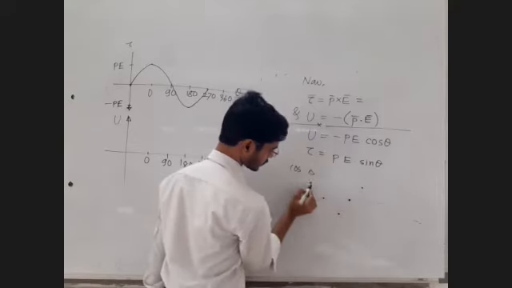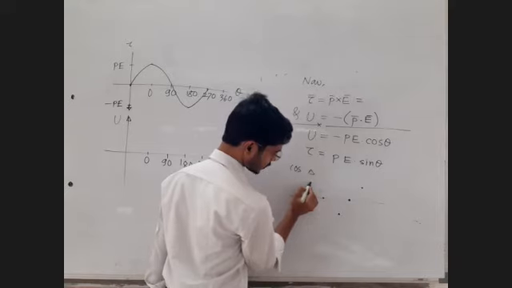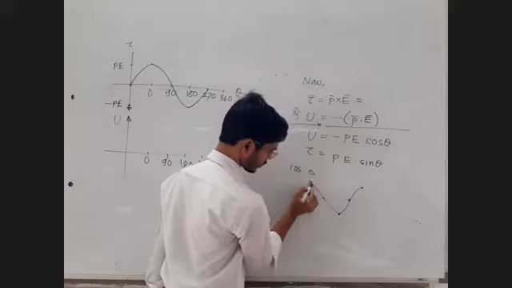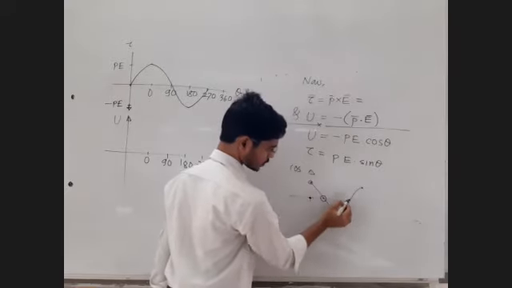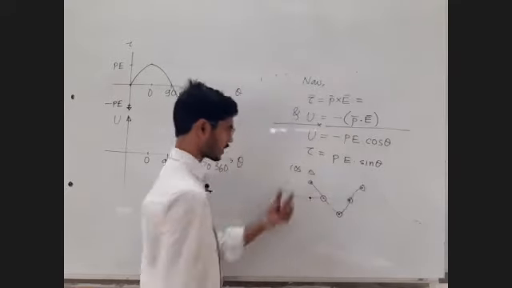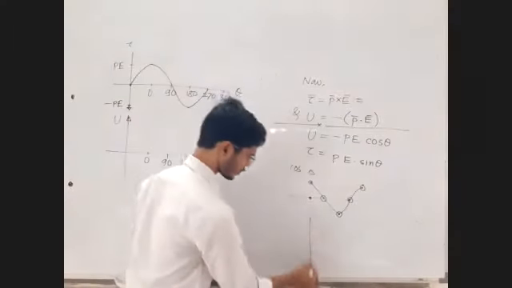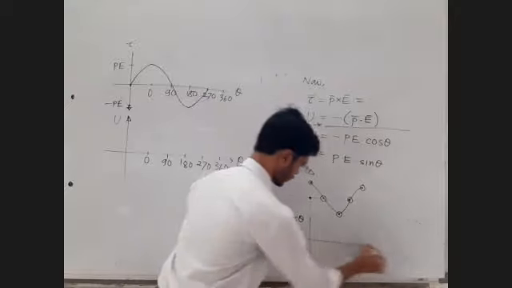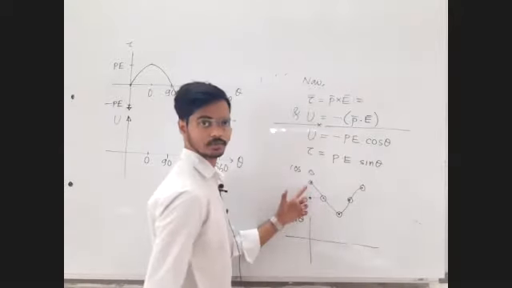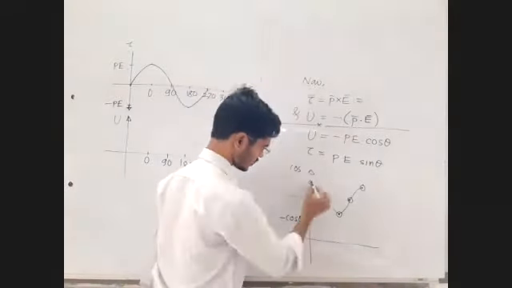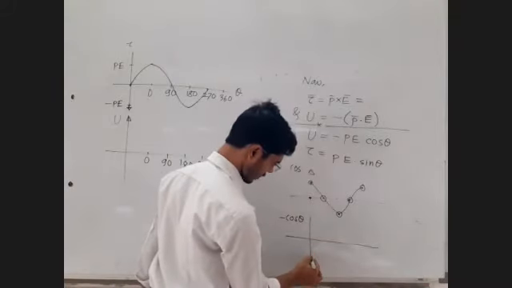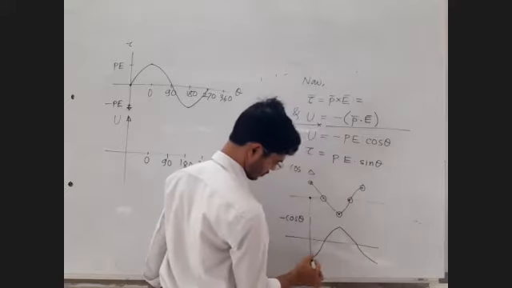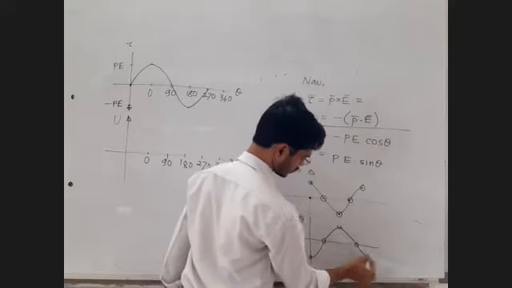So what is the graph of plus cos? Plus 1, 0, minus 1, 0, plus 1. This is the graph of plus cos. If you are trying to draw the graph of minus cos, it will be the reverse of this graph. This we have done in the chapter called oscillations. It's a reverse graph: minus 1, 0, plus 1, 0, minus 1.